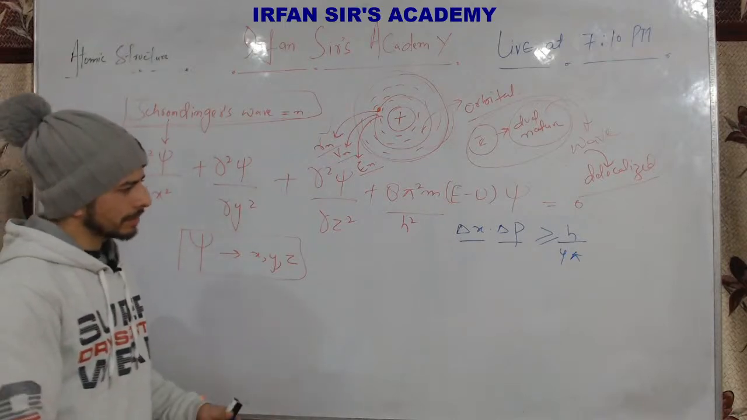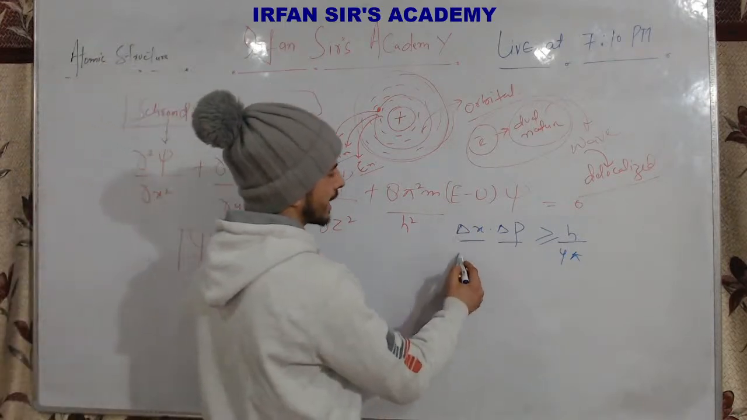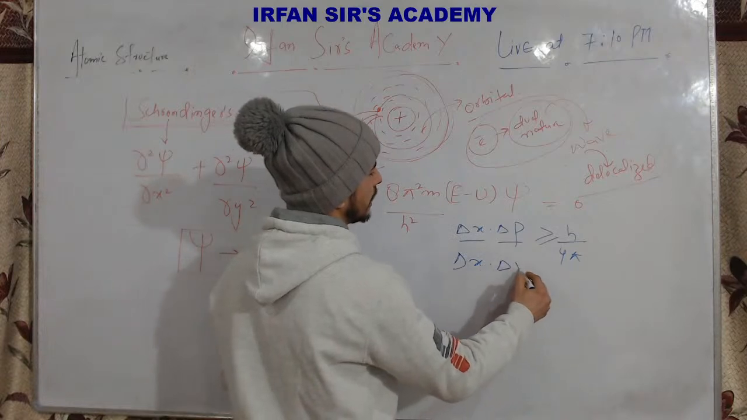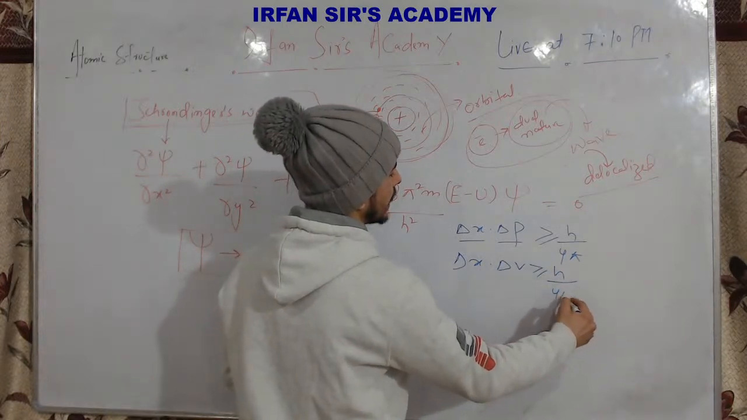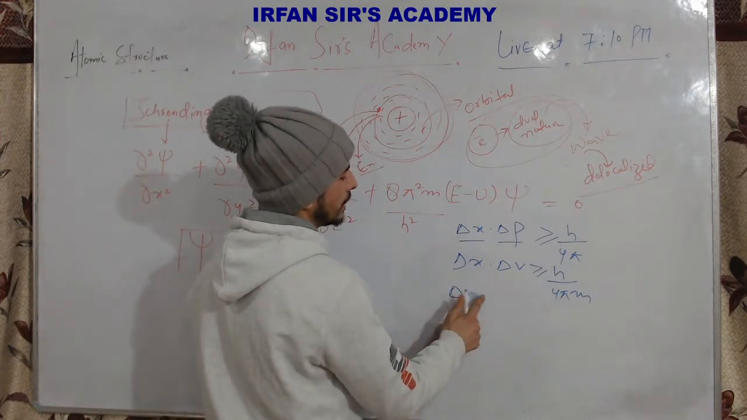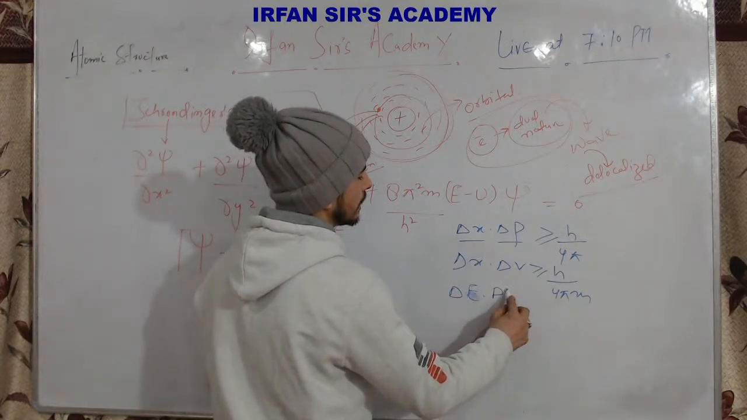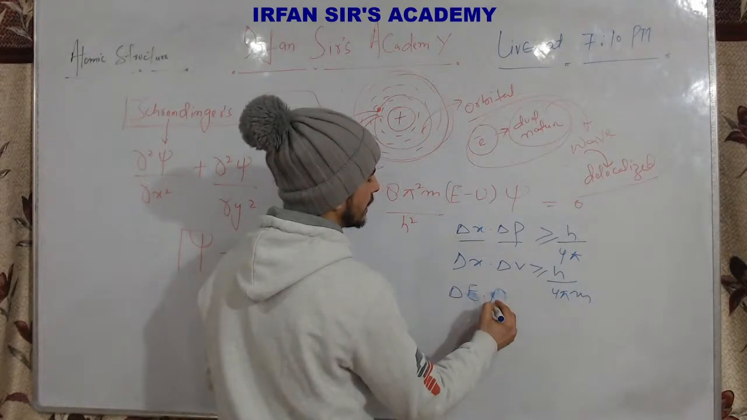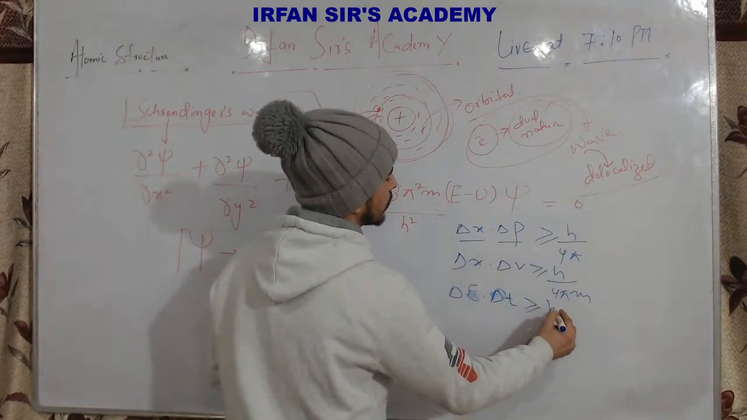But here you can also write this as del x into del v is greater than or equal to h by 4 pi m. You can also write it in terms of energy: del E into del T is greater than or equal to h by 4 pi.